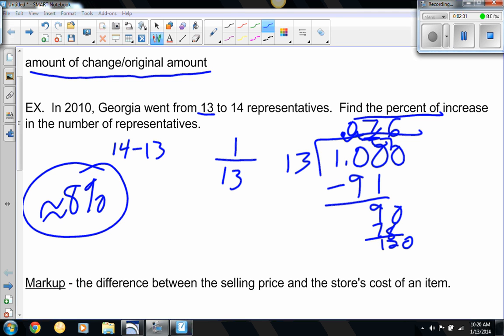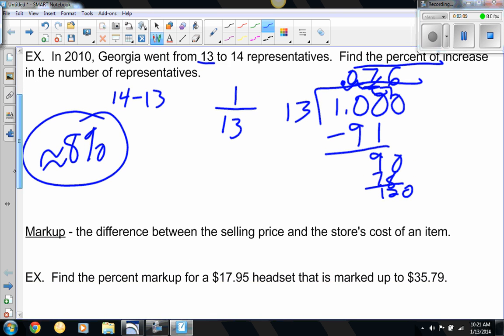So then we are also going to talk about markup, and I kind of brought this up a little bit yesterday with, like, when you go buy college books, how high they're marked up, which is pretty ridiculous, but that's the first thing I think of with markup. The markup is just the difference between the selling price and the store's cost of an item. So the store doesn't sell you their items for the cost that they bought them for. It wouldn't make sense. They wouldn't make any money. They have to mark them up, right? So that they can make money. Now, how much they mark them up, that's the question. But let's do one of these.